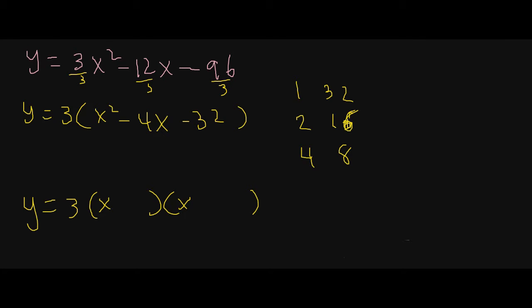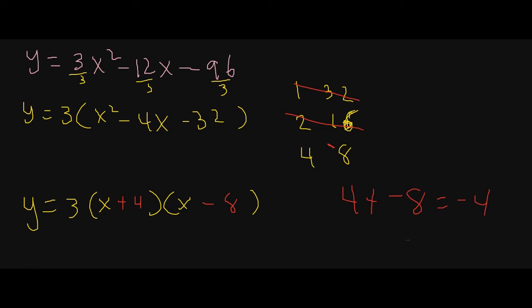So can we add or subtract 1 and 32 in any way to give me the negative 4? Well, nope, that's not going to work. So we can go ahead, cross that off. Can I add or subtract 2 and 16 in any way to get negative 4? Well, that's not going to work either, so we have to cross that off. And last but not least, can we add or subtract 4 and 8 in any way to get negative 4? Well, yeah, we could do 4 plus negative 8, which gives me negative 4. So therefore we know this should be x plus 4, and this will be x minus 8.